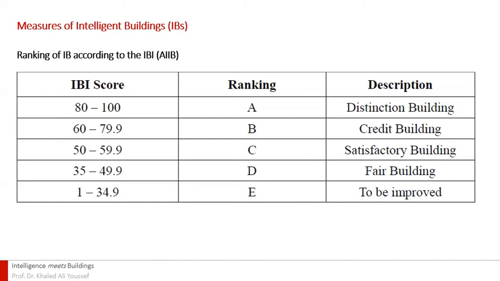According to the total score achieved, the building can be ranked. As an example, if the IBI score is between 80 and 100, the ranking would be Class A, and the building will be a distinction building. If the score is between 35 and 49.9, the ranking is D, and the building is a fair building.